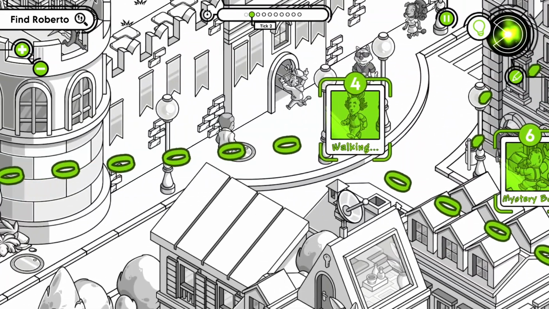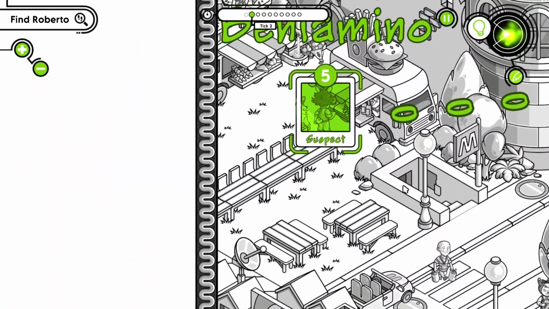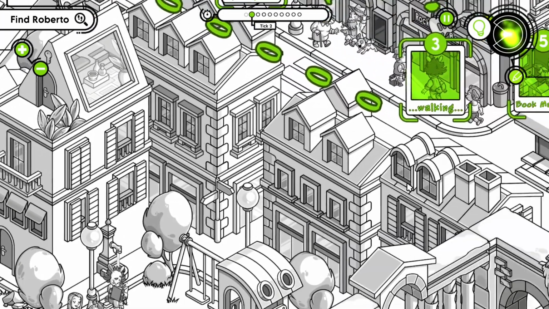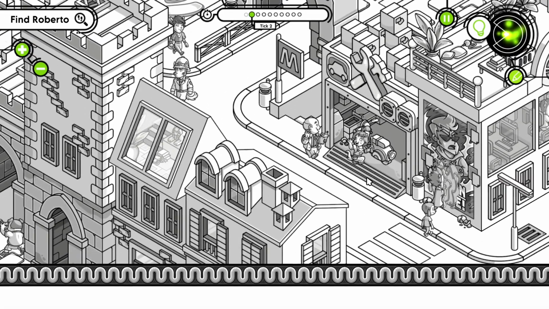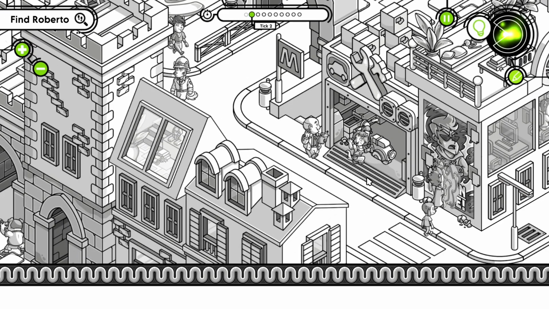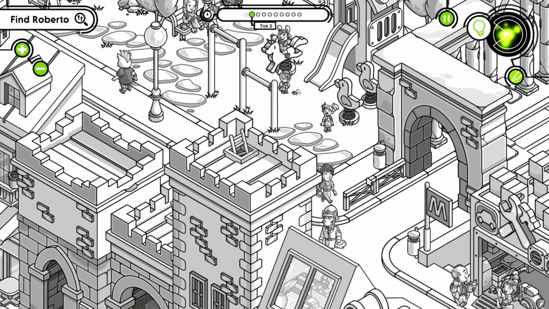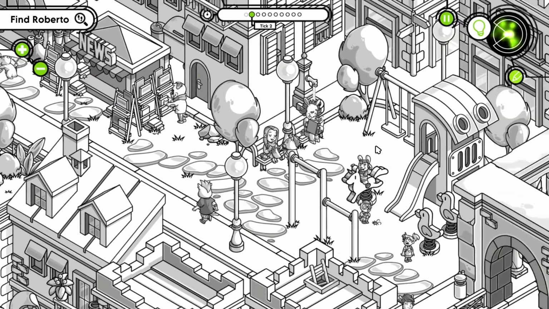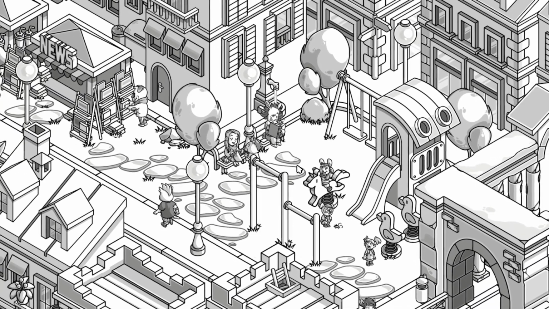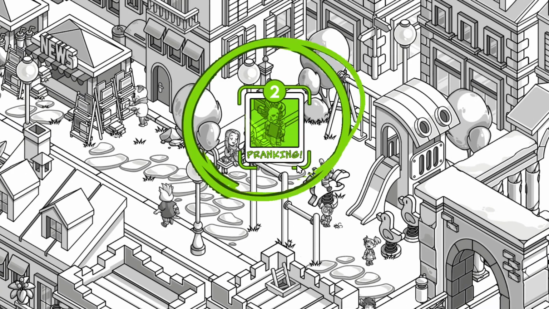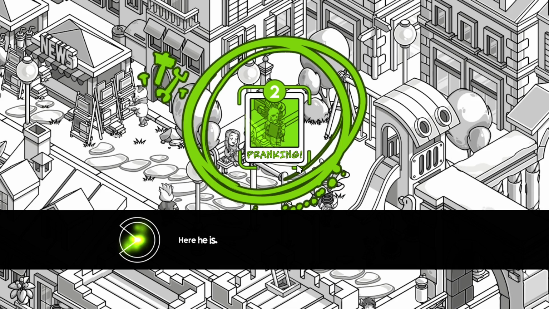Okay, so he was there and then got a burger. Went down this way. Oh, there he is. Caught you. Pranking. Here it is. He's preparing his jack in the books.